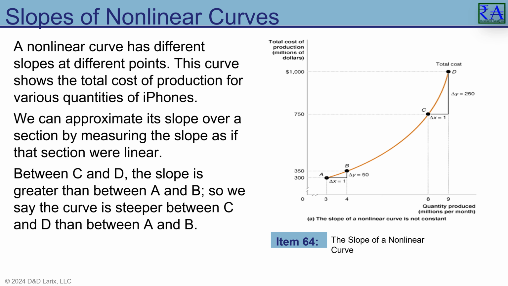This indicates that the slope has increased. We can approximate the slope over the section of the curve by measuring it as if that section were linear. Between C and D, the slope is greater than between A and B, meaning the curve is steeper between C and D.